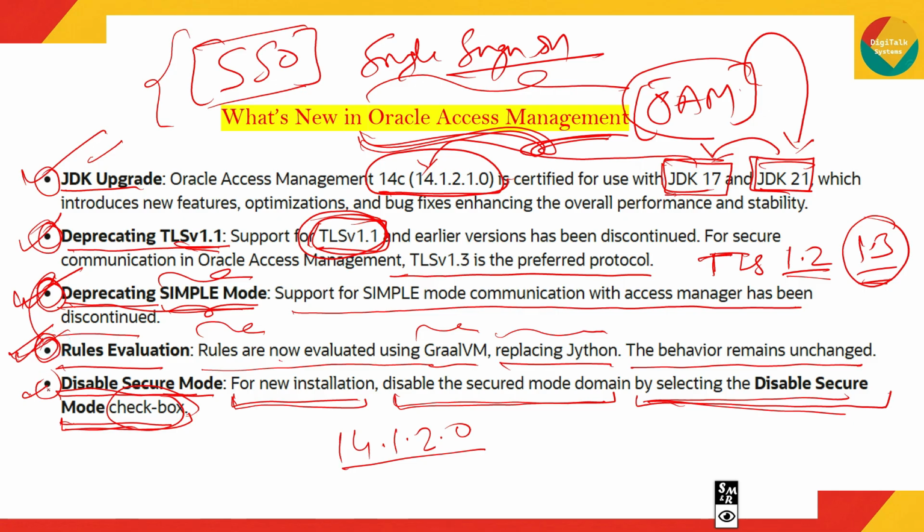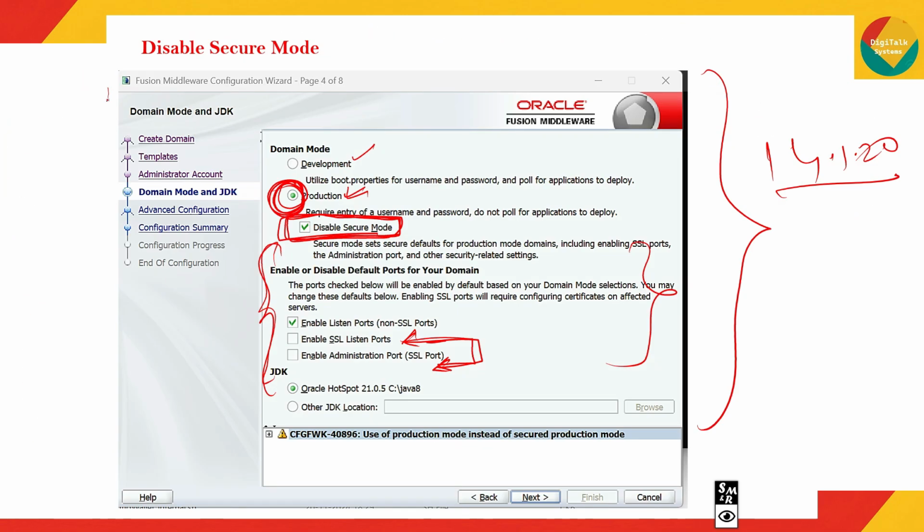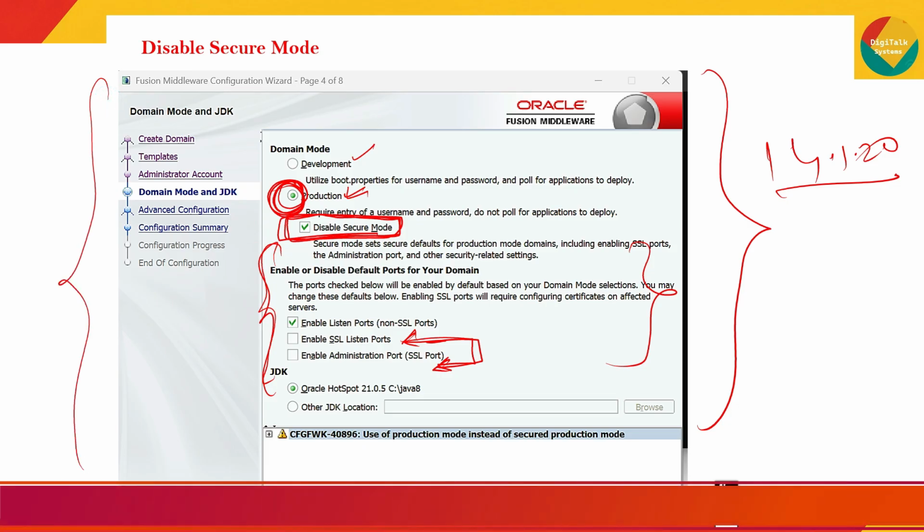Rules evaluation is now not using Jython. It is with GraalVM, which is the internal implementation. You don't need to worry about that one. Disable secure mode: if you want to disable the secure mode when you are creating the domain for the OAM, then you have to select disable secure mode, and where exactly it is, I have shown to you here. So these are the changes in the 14.1.2.0 version for the OAM.